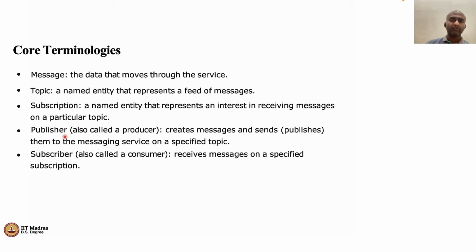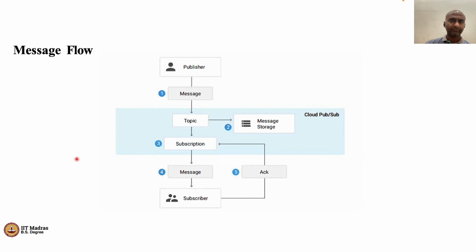Publisher, like we spoke about, is also called a producer. It's the one that's responsible for creating the messages and sending them to the topic. Likewise, the subscriber is signing up to the subscription with the message service for a specific topic so that it can keep consuming the messages from that. So, if you put it all together, a publisher publishes a message into a topic. A topic has a collection of messages. It uses a message store internally within PubSub, and it allows multiple different types of consumers, which are subscribers, to sign up for a subscription, right?